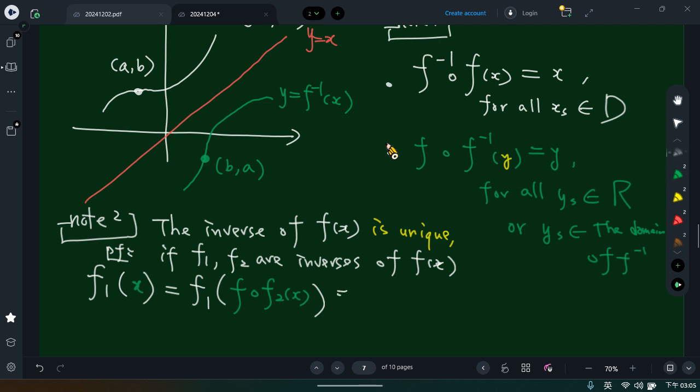So we can regard this as f1 of f of f2 of x. Right? Then you can regard this part as an input. You can see this is the inverse composite f, then we get f2 of x back. So you can see finally, if f1, f2 are inverses of f of x, then through this proof, f1 of x must be f2 of x.